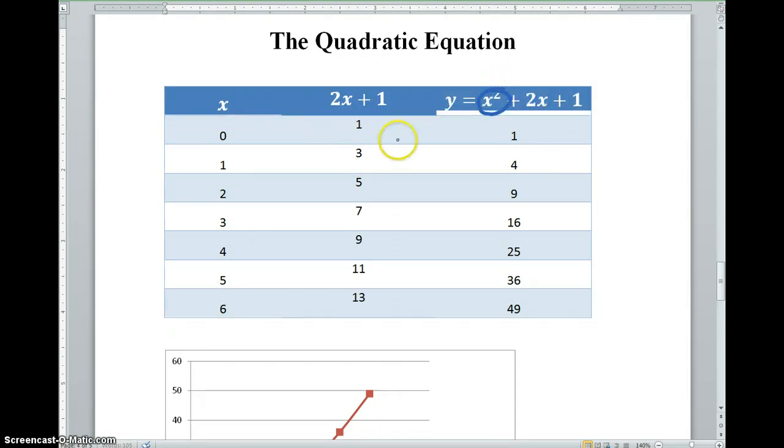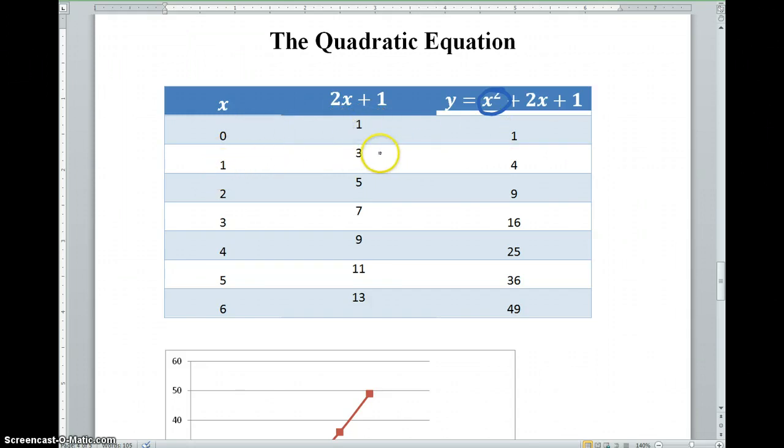Well, what ends up happening, we noticed, is that we have a constant increase of 2 whenever we're looking at just 2x plus 1. So we start at 1, up to 3, up to 5, up to 7, up to 9, up to 11, up to 13. But whenever we add that x squared term in there, we are now adding the square of a value, which in essence says let's take the 2x plus 1 and add to it the square of this value. So 1 plus 0 squared is still 1.